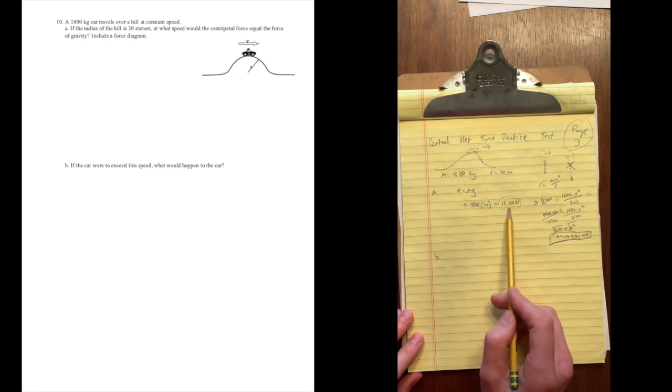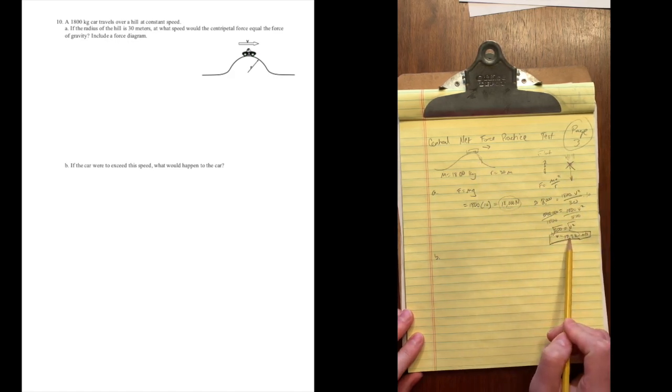And part B says, if the car were to exceed this speed, what would happen to the car? So this is basically a situation where, in order to maintain this course, the car needs to have 18,000 newtons. And if this is exceeded, then more newtons is required to keep it on the track than its actual weight is.